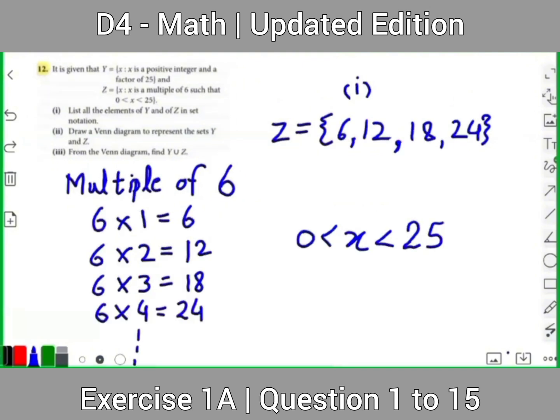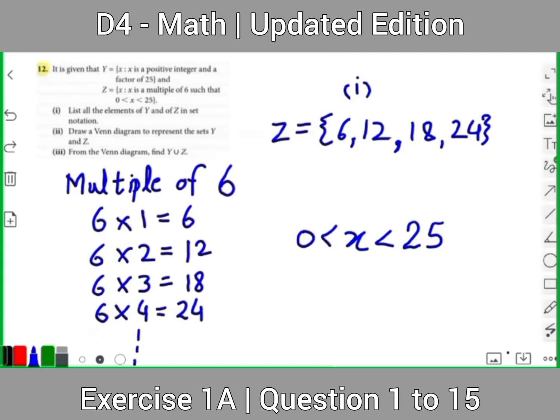Now we have set Z such that x is a multiple of 6 such that x is less than 25 and greater than 0. So we have to find out the multiples of 6. How would we find out the multiples of 6? So we multiply the natural numbers with 6 one by one, and we will get the multiples of 6.